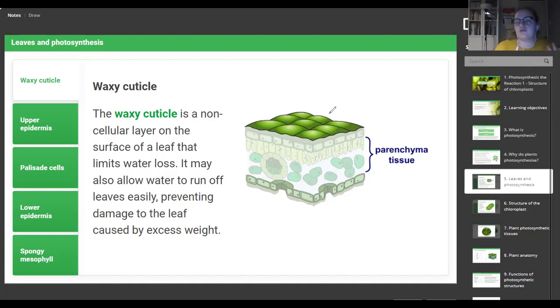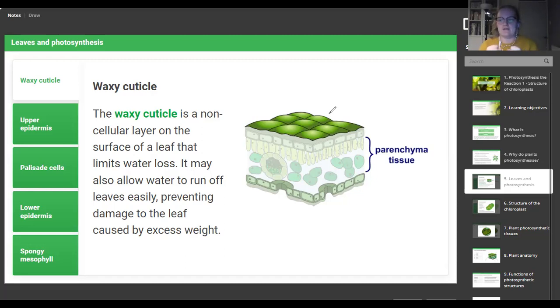You can get asked questions about, oh, what is the function? What's the purpose of it? And it's basically to limit that water loss. The reason it's called a waxy layer is it's got basically waxy chemical particles on there, and they prevent water loss. So it's to stop transpiration occurring. It's also really, really useful because it's basically waterproof.